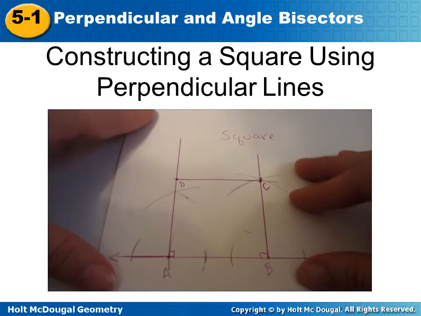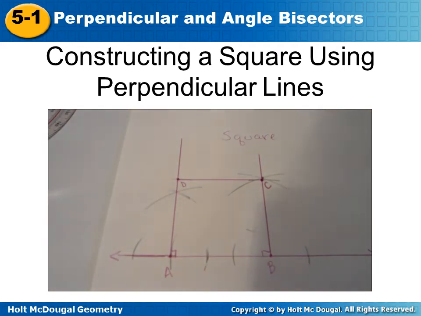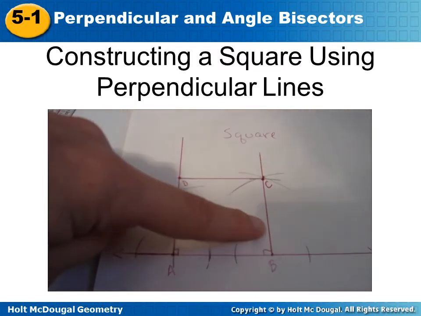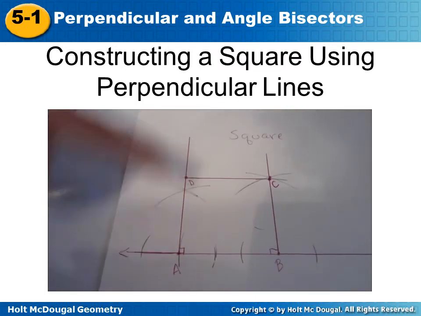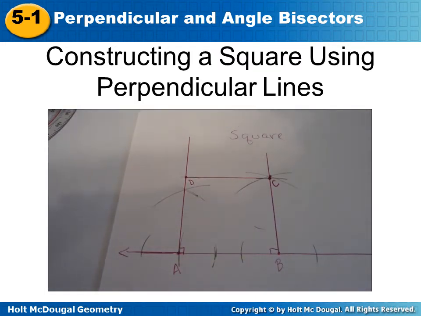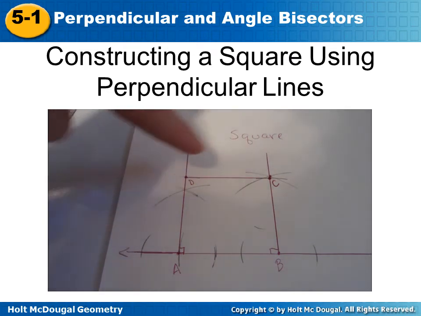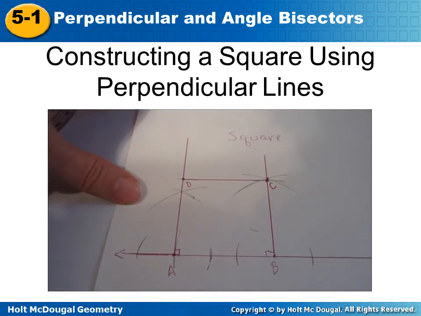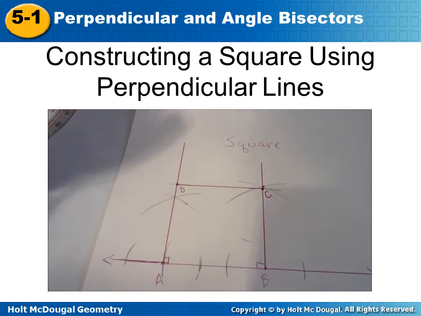Okay, so that's how we go ahead and construct our square. You need to go ahead and draw a perpendicular at point B, a perpendicular at point A, measure the lengths of the sides, and put your points, and then go ahead and connect your top 2 points. So that's our square.